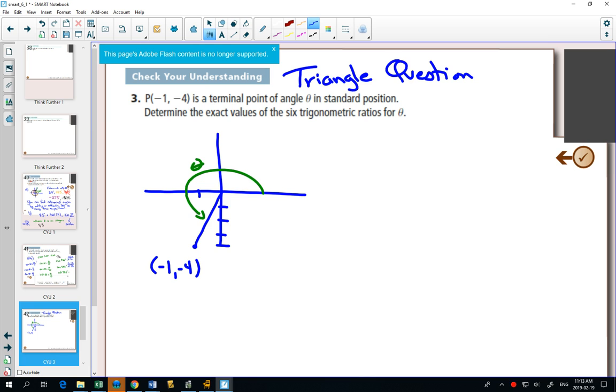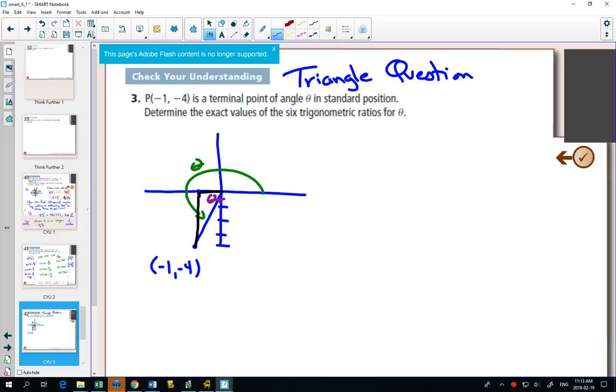For this point on the terminal arm, I'm going to draw my triangle, and I'll draw it in black here, back to my x-axis. And the reason you always go back to your x-axis is because that's where your reference angle is. Your reference angle is always the angle between the terminal arm and the nearest x-axis.